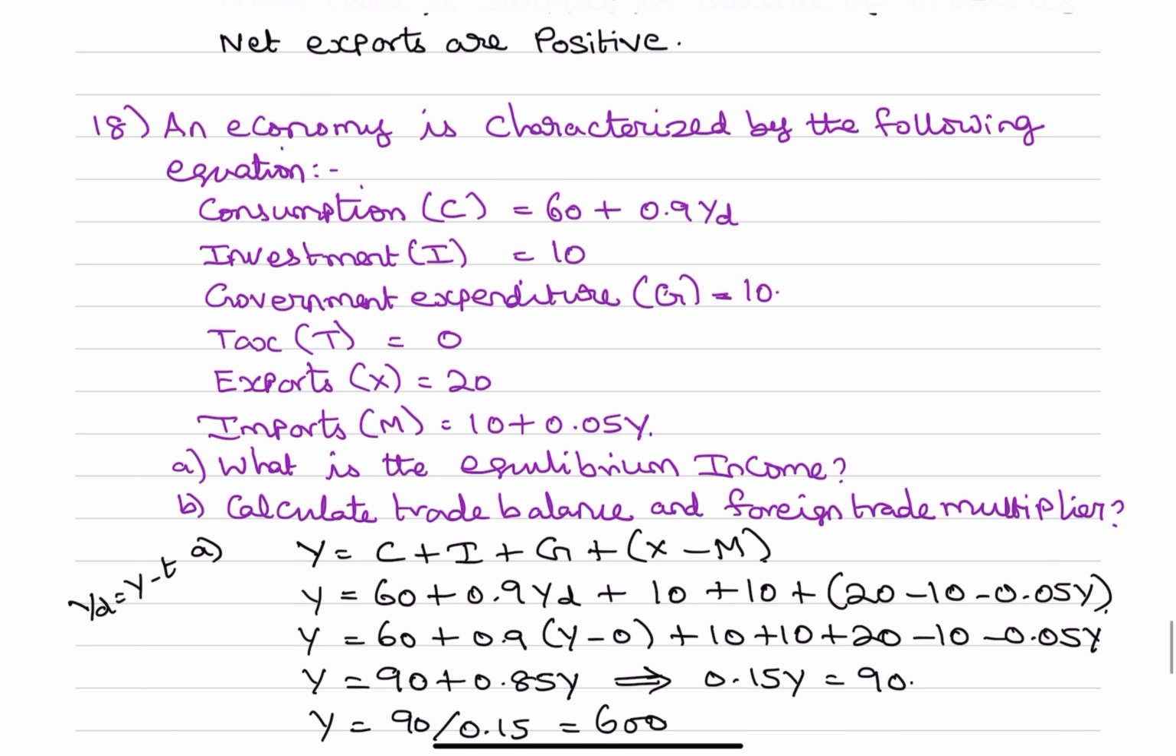Then the 18th one. An economy is characterized by the following equations. Consumption C is equal to 60 plus 0.9 yd. Investment I is equal to 10. Government expenditure G is equal to 10. Tax T is equal to 0. Export X is equal to 20. Imports M is equal to 10 plus 0.05 y. What is the equilibrium income? Calculate trade balance and foreign trade multiplier.